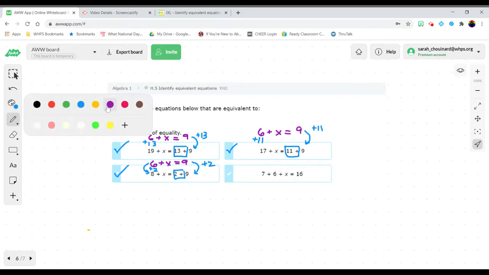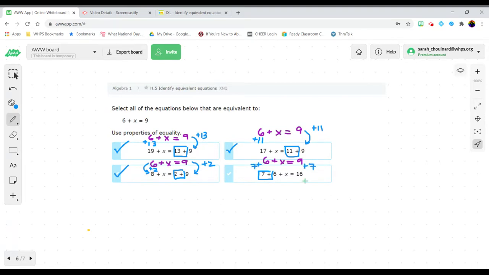And then if I look at this last one, how did I change from 6 plus x equals 9 to the new problem? Well, this time an additional 7 was added to this side, which means they had to add 7 on the other side. 9 plus 7 is 16. So actually all 4 are equivalent because in all 4 cases, they used APO with the same number on both sides.